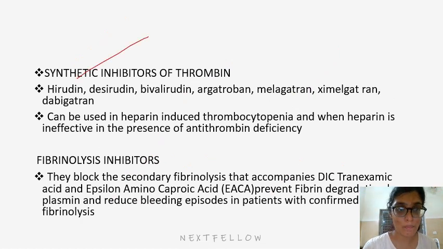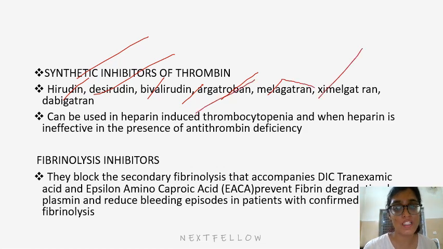Synthetic inhibitors of thrombin like hirudin, desirudin, bivalirudin, argatroban, melagatran, ximelagatran, and dabigatran can be used in heparin-induced thrombocytopenia, or when heparin is ineffective in the presence of antithrombin deficiency.